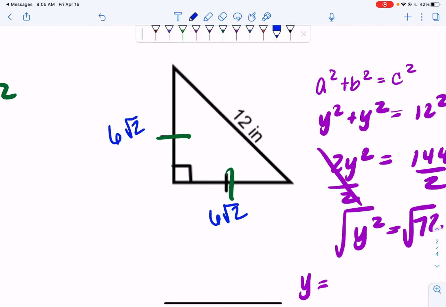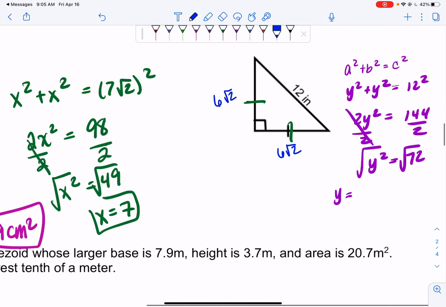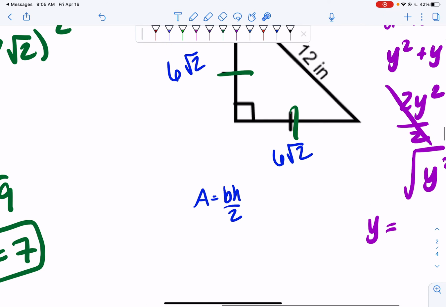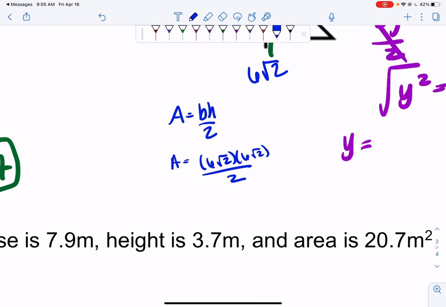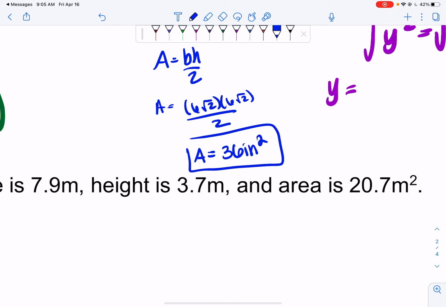So now I can do my area. We know this is a triangle, so the area is equal to base times height divided by 2. So this is my base, this is my height. So I'm going to do area equals 6 radical 2 times 6 radical 2 all over 2. And I can just type that into my calculator. When I type that into my calculator, I get 36 inches squared. And that's your final answer.